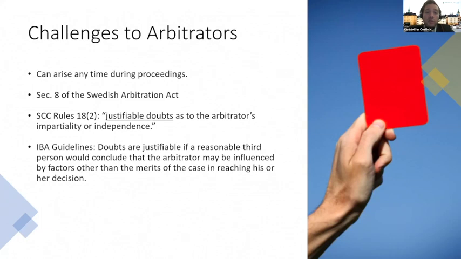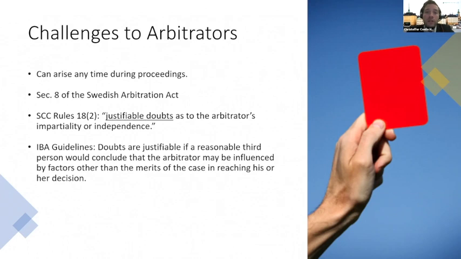Looking first to the Swedish Arbitration Act, we can see in section 8 that an arbitrator shall be discharged if there exist any circumstances which may diminish confidence in the arbitrator's impartiality. A challenge must be made within 15 days from when the party became aware of the circumstances giving rise to the doubts. Similarly, according to the SCC rules, a party may challenge an arbitrator if circumstances exist that give rise to justifiable doubts as to the arbitrator's impartiality or independence. Also under the SCC rules, the challenge has to be made within 15 days from the date that the circumstances giving rise to the challenge became known to the party.